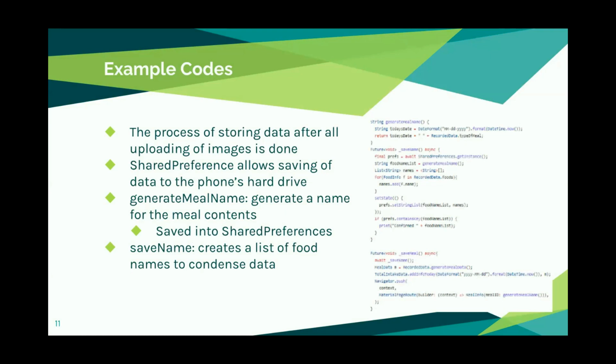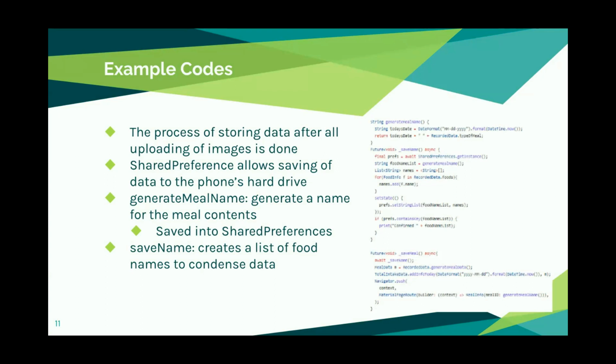Okay, and this example code on the right explains the process in which the meal results are saved to the user's phone's drive, and it takes place after the user has uploaded all images from their meal and would like to see the meal result. This step is necessary because it allows the users to look up the information later for their own purpose at their time.